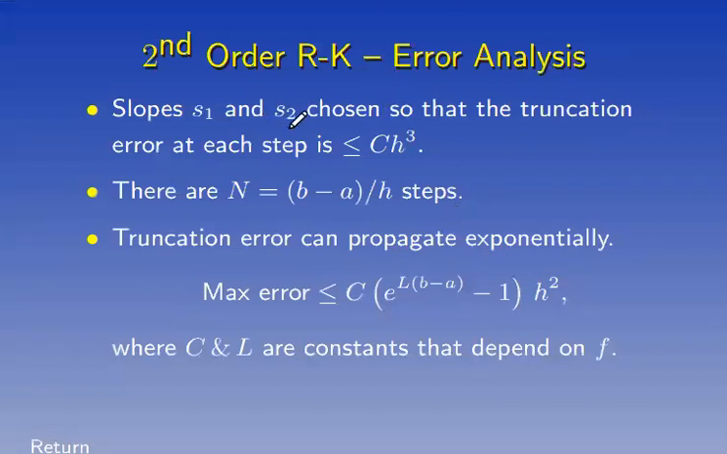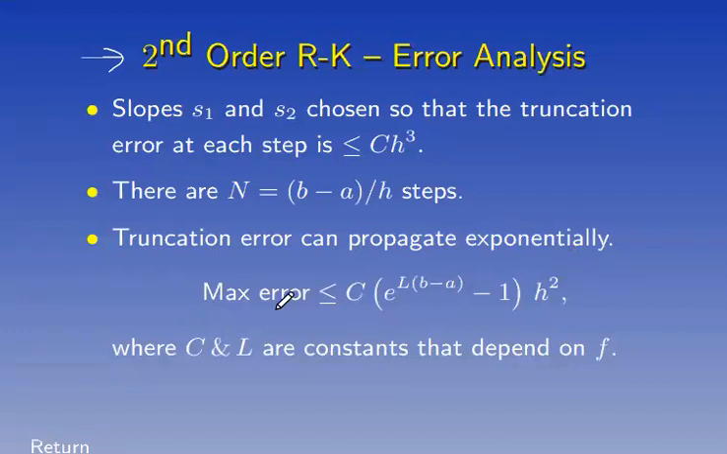When you compute the error analysis, you can see the local error is bounded by some constant times h cubed. So the global error is of order h squared. This is much better than the previous Euler's method, right?